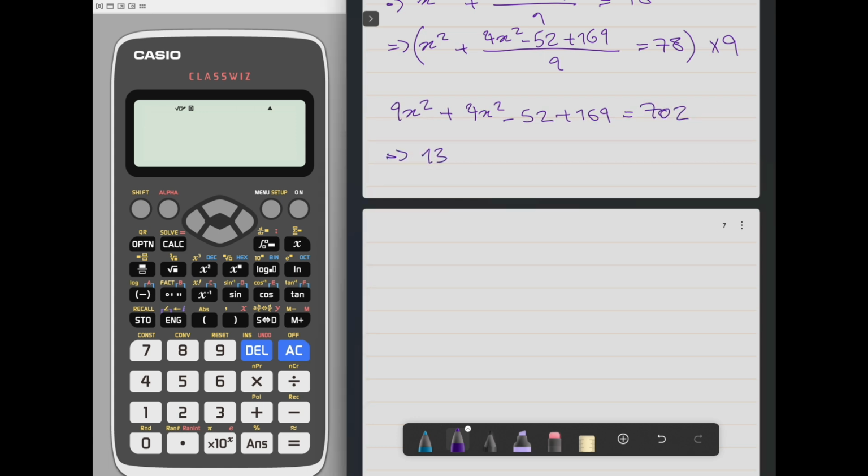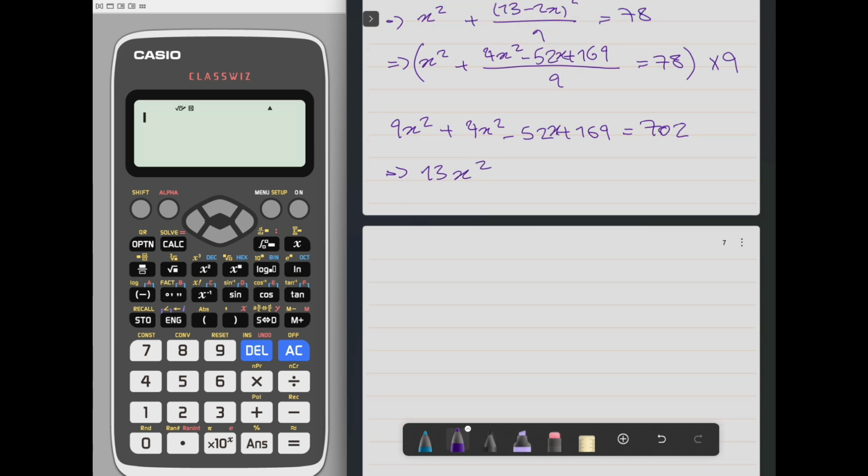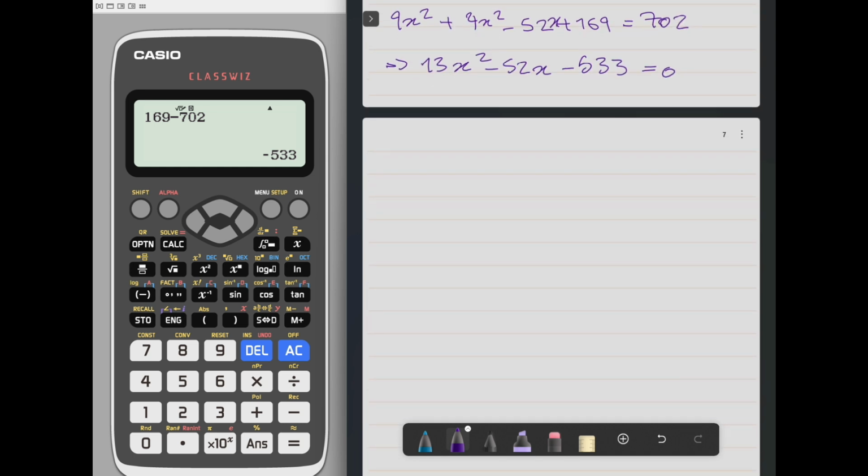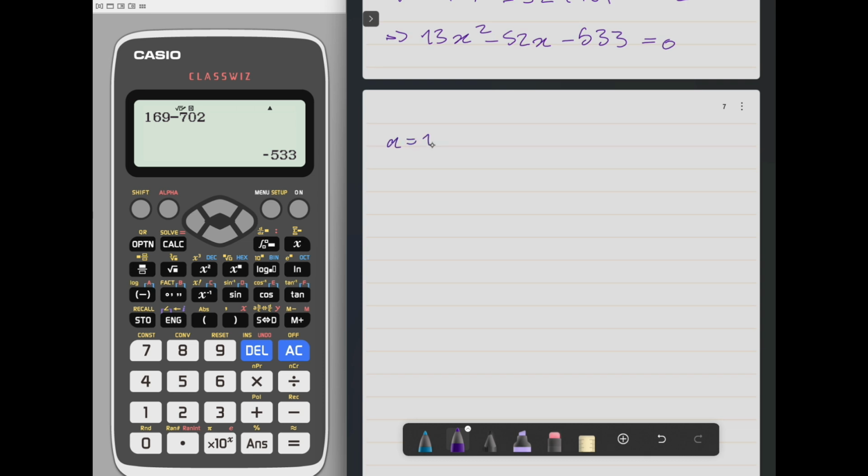So in the end you will have 13x squared minus 52x minus 169 minus 702, which is minus 533, equal to 0. Since it has the third form, I'm just going to use the formula directly. My A is going to be 13, my B is going to be minus 52, and my C is going to be minus 533.